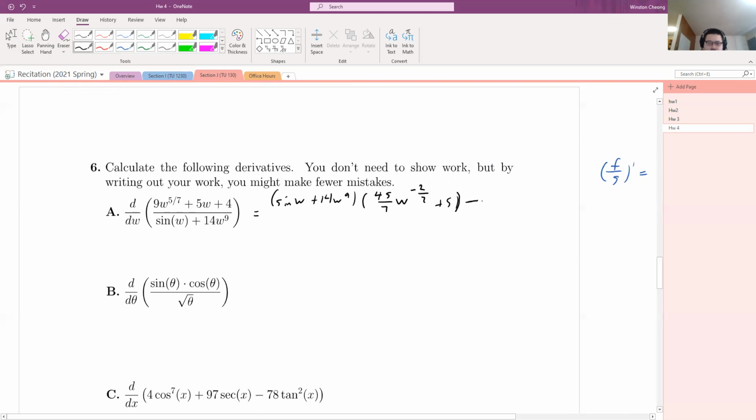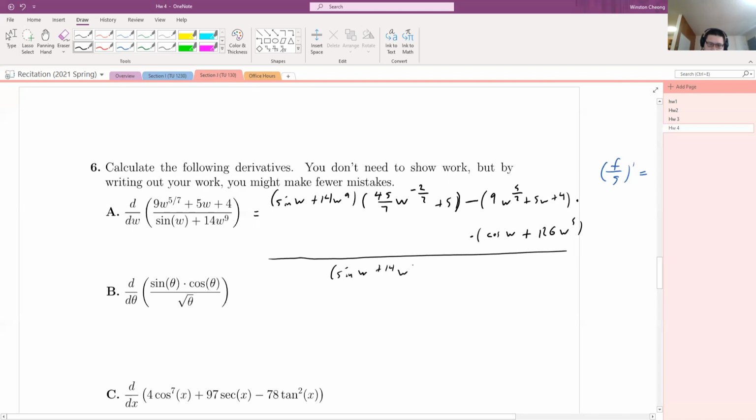So we put a minus, and then we copy down the numerator times derivative of the denominator. And I'm going to have to wrap the product over here. So derivative of sine is cosine. And then derivative of that is 126 w to the 5th. And this is all over denominator squared. Okay.